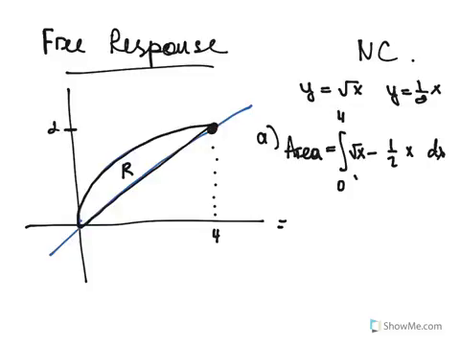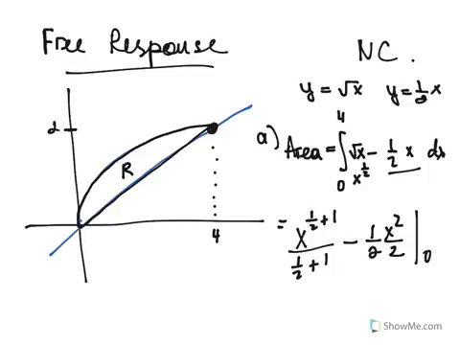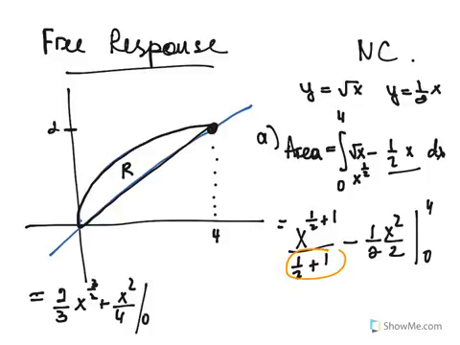So the square root of x you can express as x to the power of 1/2. So when you integrate, you get x to the power of 1/2 plus 1 over 1/2 plus 1 minus the integral of 1/2 x, which is 1/2 x squared over 2. So we get 1/2 plus 1 is 3/2. So the reciprocal gives you 2/3. x to the power of 3/2, plus x squared over 4, from 0 to 4.